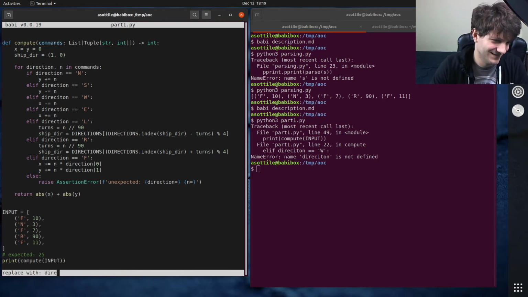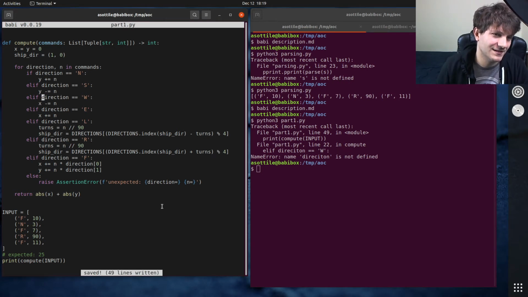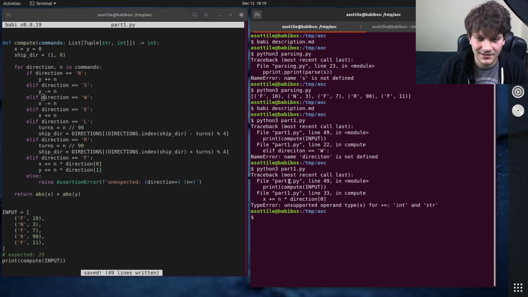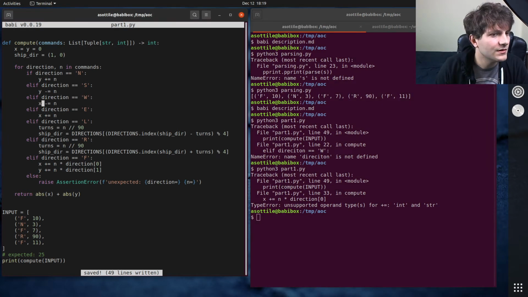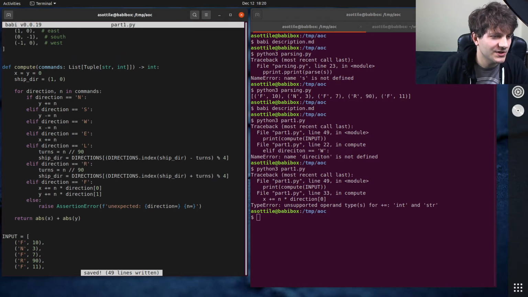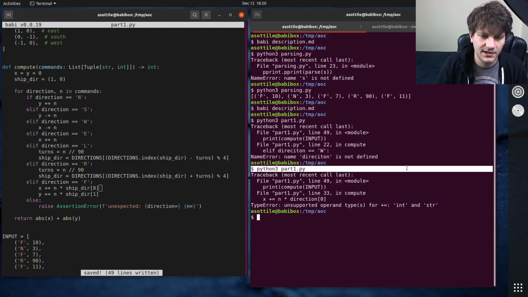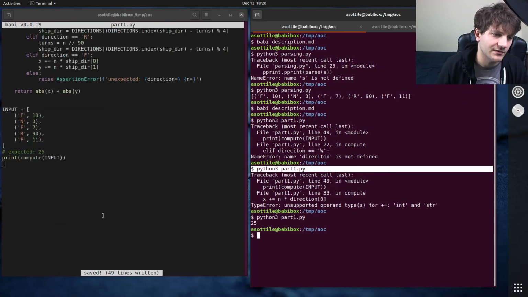Direction. Oh, I made just one typo there. Unsupported operands for int and str. Oh, we have 2 things. I meant to do shifter down here. Shifter 0 and shifter 1. And fix this bracket. And now we get 25. Okay, that is what we expect.